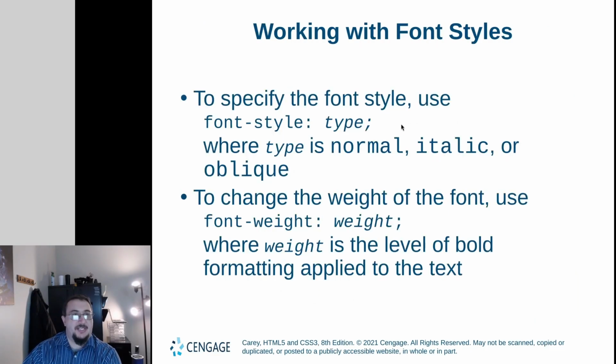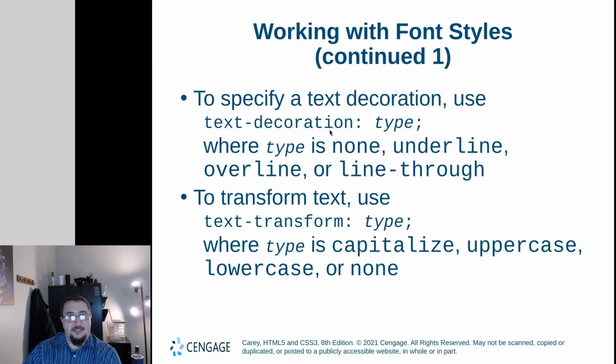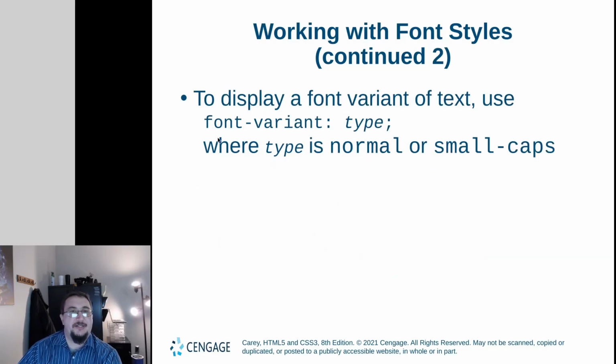You can set font style, which is normal, italic, or oblique. Font weight is how bold or not you want it to set. Text decoration, this is your underline, overline, strike through, or line through. Text transform, you can set uppercase, lowercase, none, or capitalize, meaning every single word is capitalized at its first letter. Font variant, you can specifically say use a certain type, either normal or small caps.